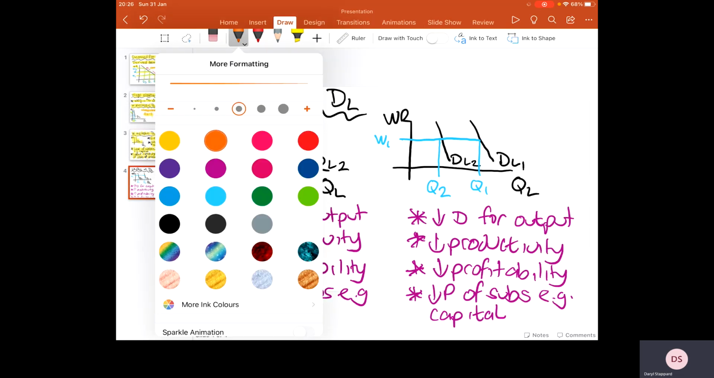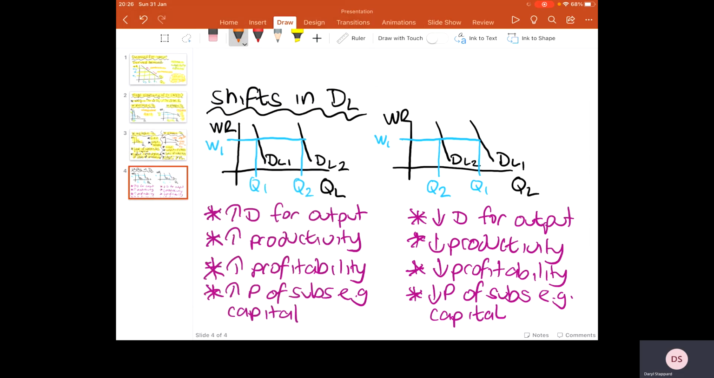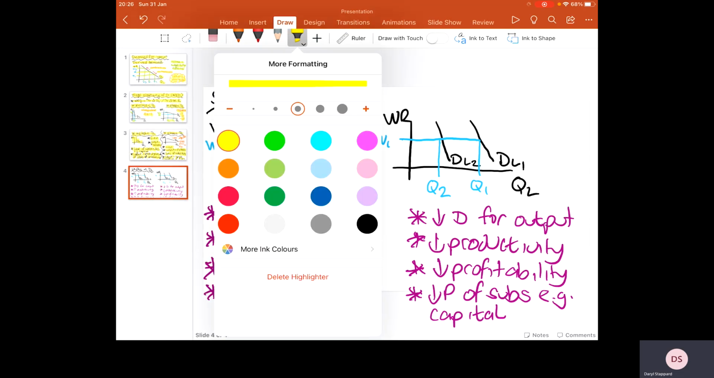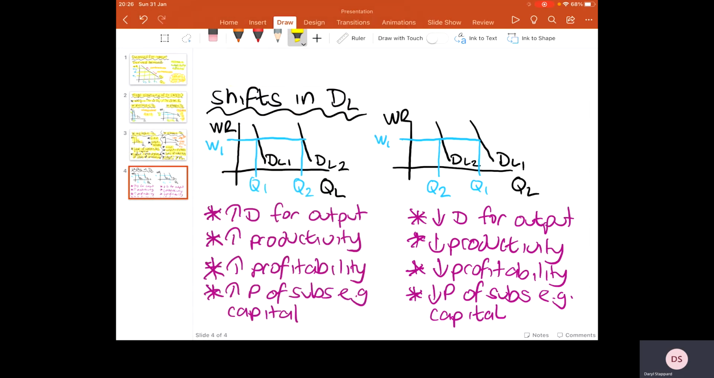Right, guys, now the last slide is this. What we've been looking at so far are movements along the demand for labour curve. So what we were looking at there was how a change in wage rates would affect the demand for labour. What we know is, if wage rates were to increase, it's going to contract demand. If wage rates were to fall, it would extend the demand. And what we saw from wage elasticity of demand is how much those contractions or extensions would be. What we've now got to be thinking about is what will make the demand for labour curve shift.